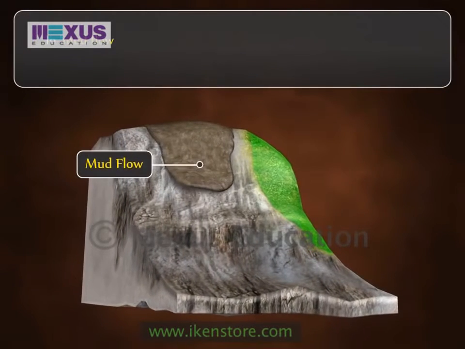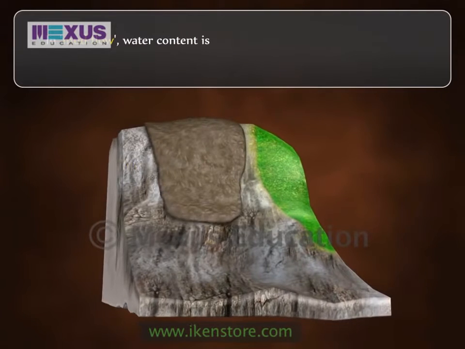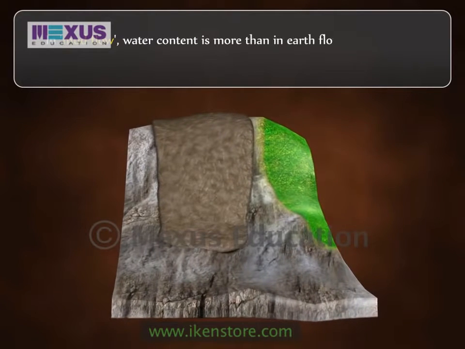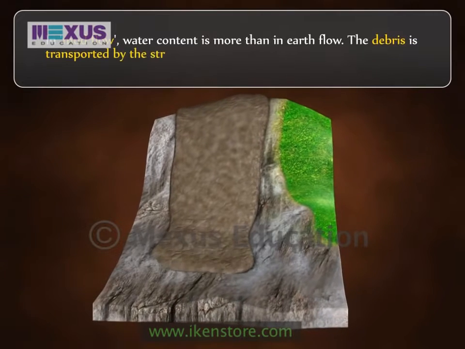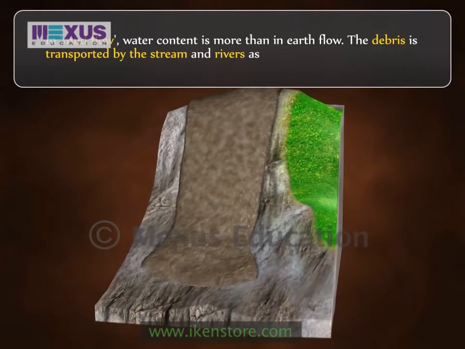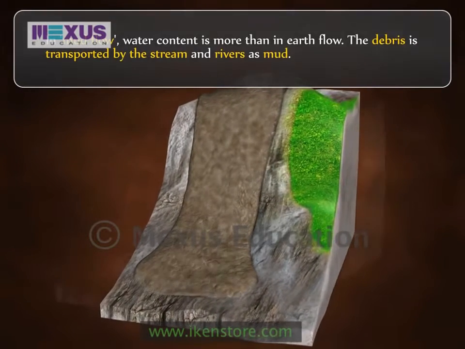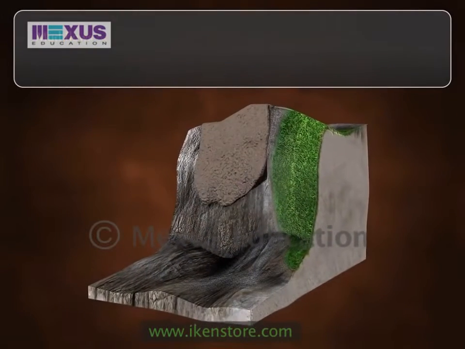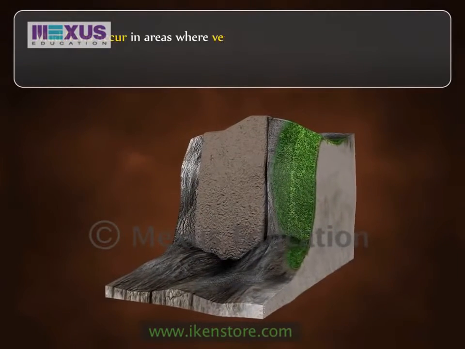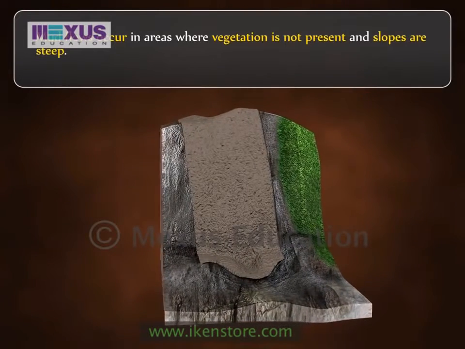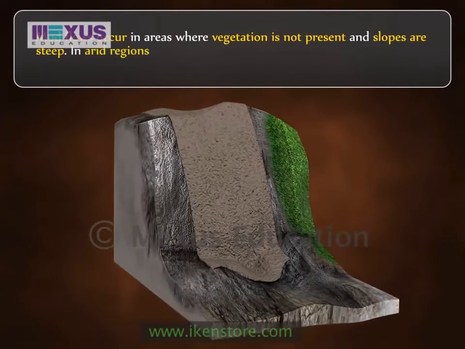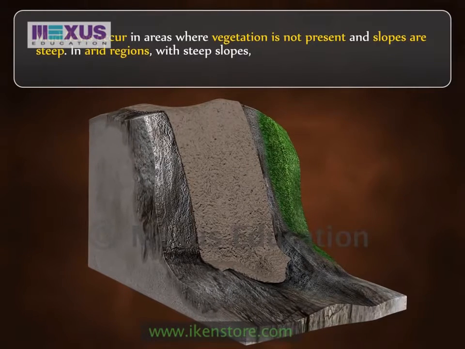In mud flow, water content is more than in earth flow. The debris is transported by the streams and rivers as mud. Mud flows occur in areas where vegetation is not present and slopes are steep. In arid regions with steep slopes, mud flows are common during rainfall.